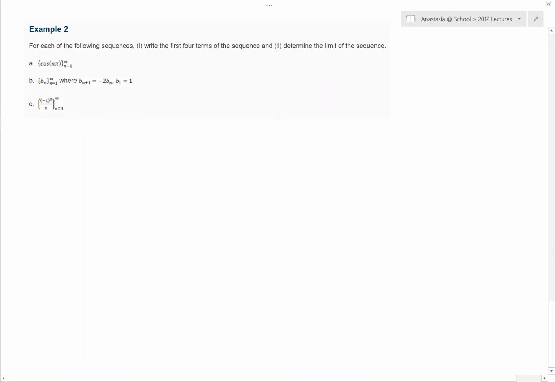Hello, in this video we are going to be working through example 2 in section 8.1, and example 2 deals with determining limits of sequences. So for each of the three sequences that are given here, we need to write the first four terms of the sequence and determine the limit of the sequence.